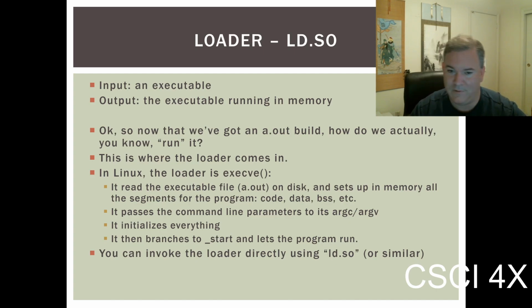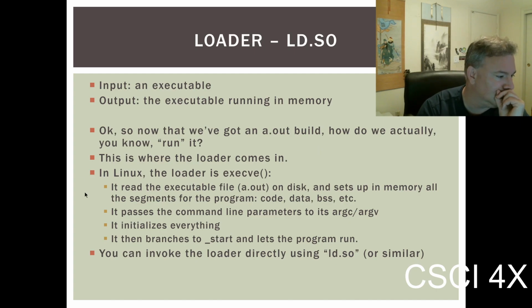Okay, so what happens when we run a program? The shell forks, the shell execs the program, and exec sets up all the different memory segments. It reads the a.out, sets up the memory segments, passes in the command line parameters, clears the memory that needs to be cleared, branches to start, and goes. And that's it. Technically you can run it manually, but I never do. Why would you do that? Just run the program. And so the loader does one really important thing, and that is finding things in dynamic libraries.